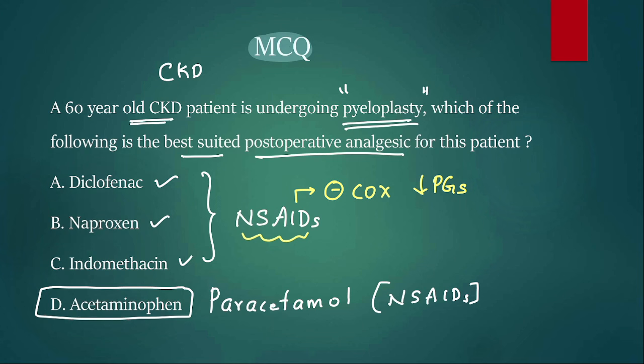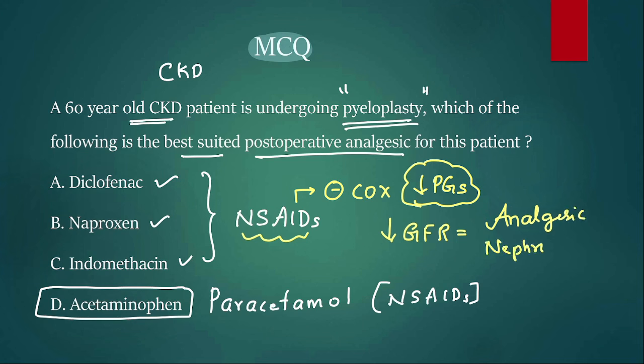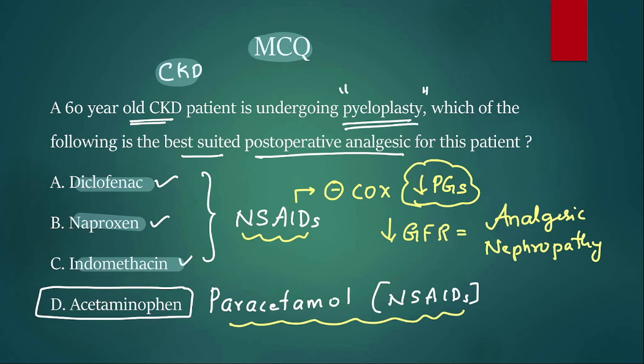But these decrease prostaglandins, and over time they decrease GFR, and they can cause renal failure and analgesic nephropathy. So they can damage the kidney further. That is a drawback of all NSAIDs. The patient is already on CKD, and if I give these NSAIDs, it will worsen it. So the safest in a CKD patient is paracetamol, because paracetamol is not going to cause analgesic nephropathy. That is why it is the answer for this question.